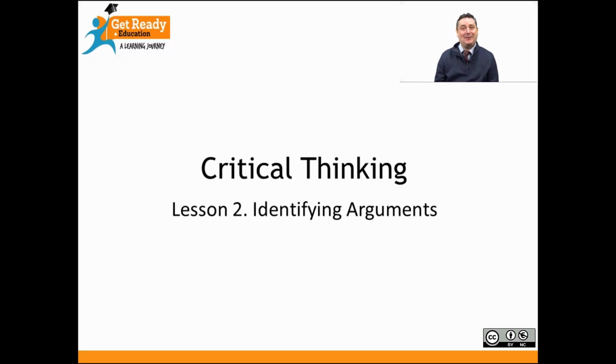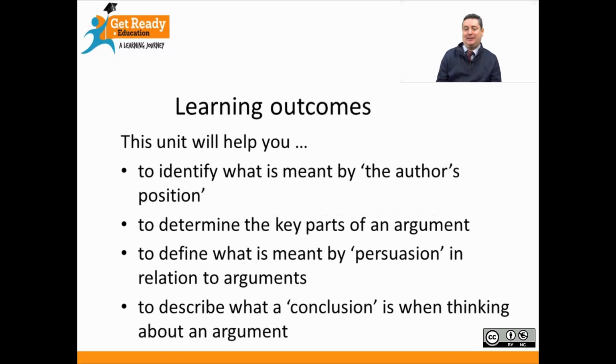So there are a few learning outcomes that I've got for you from this unit. The first one is we're going to look at how you can identify an author's position, which means their viewpoint on a subject. Secondly, we'll try and determine the key parts of an argument so that you know exactly what they are. Thirdly, we'll look at what we mean by persuasion, how writers persuade us to agree with them. And finally, we'll describe what a conclusion is when we're thinking about someone's argument and our own argument. So they're the four learning outcomes that we have.